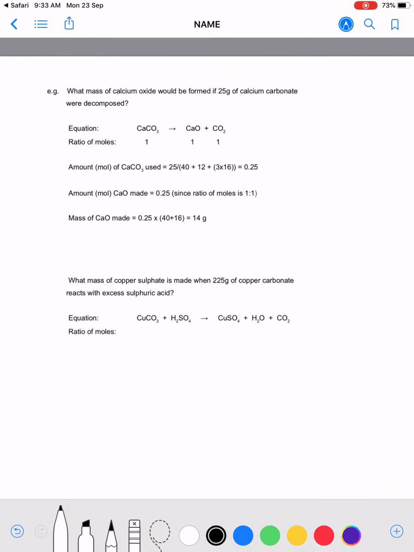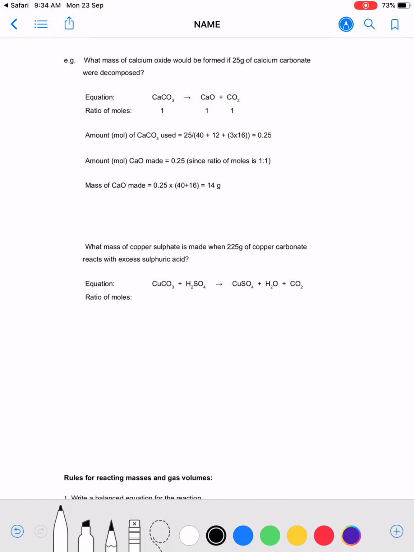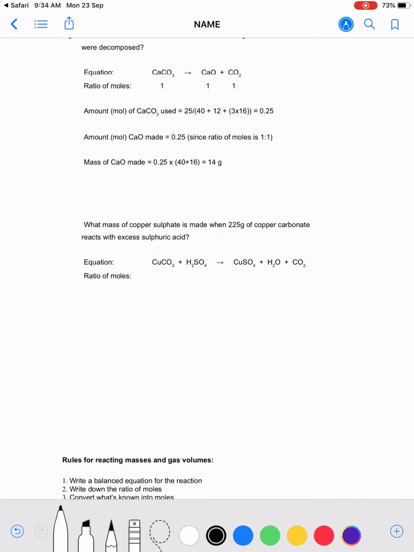Okay, so here's an example. What mass of calcium oxide would be formed if 25 grams of calcium carbonate were decomposed? Okay, so our first step was a balanced equation. So we've got that. CaCO3 decomposes to make CaO and CO2. The amount was 25 grams. So this is using moles is mass over Mr. So that's 25 divided by the sum of the atomic masses to get the molecular mass. So it's going to be 25 divided by 100, which equals 0.25 moles.